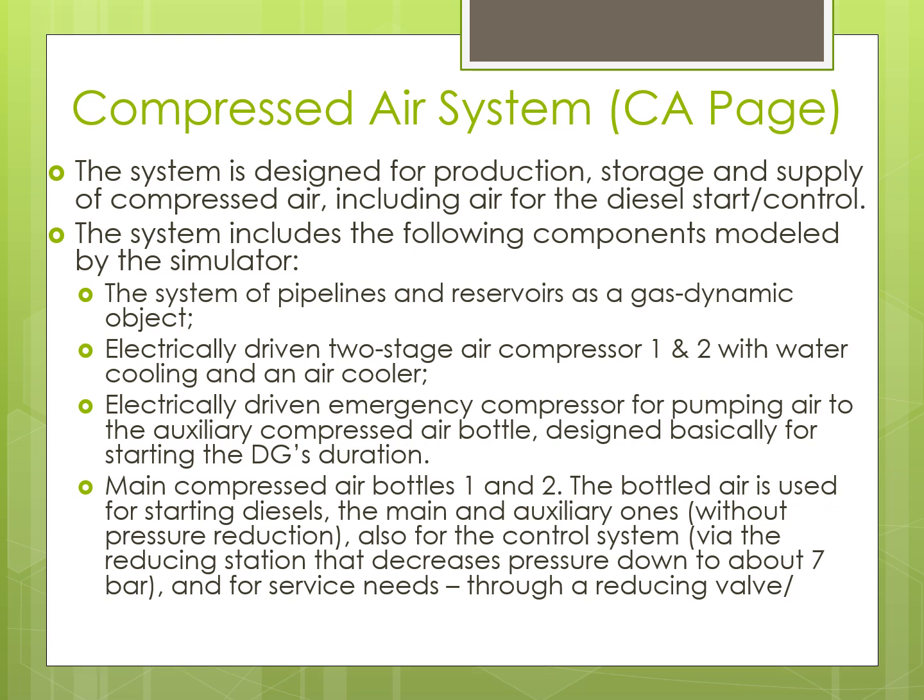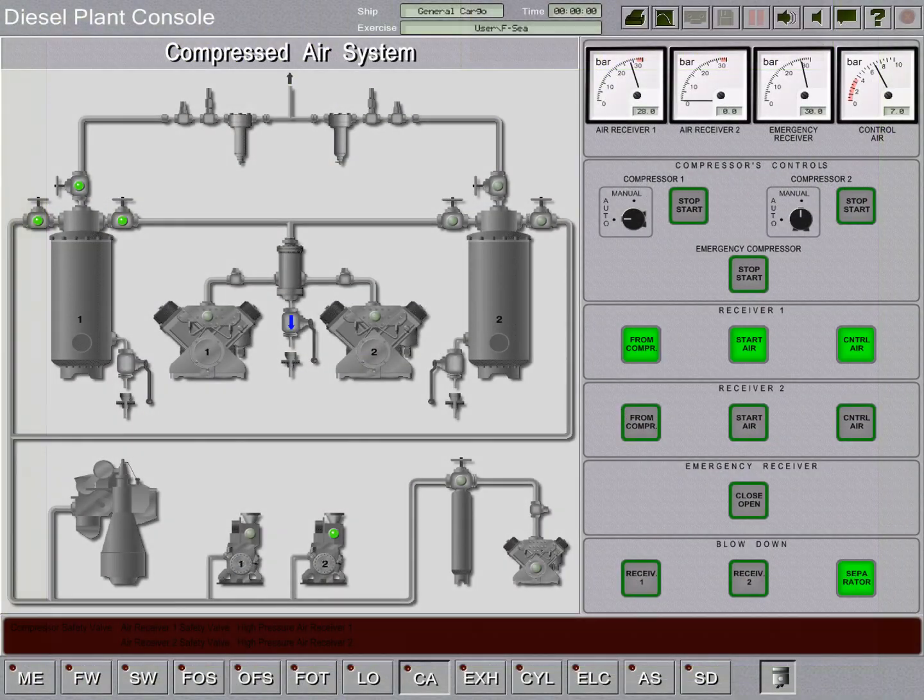Main compressed air bottles 1 and 2. The bottled air is used for starting diesels, the main and auxiliary ones, also for the control system and for service needs, through a reducing valve. Compressed air system, CA page.